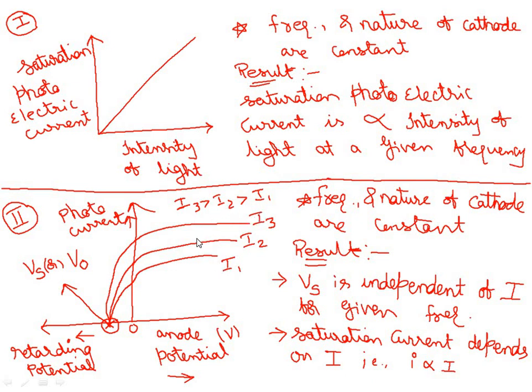Now for each intensity of the light, I am going to discuss another aspect. That means I am going to swap the potentials, the cathode and anode potentials. What happens in that case? The collector now has the negative terminal. Now I am increasing that negative potential, and that negative potential is called retarding potential.